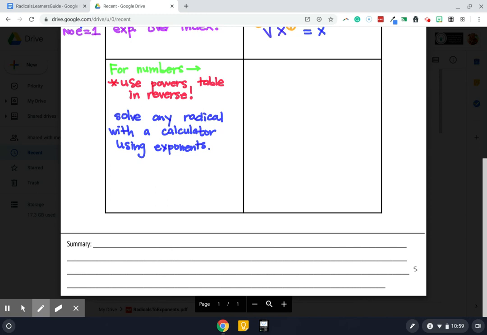So here's what I mean by that. If I have a number and I'm supposed to take some root of that number, I can go to my calculator and type the number in, and then raise it to the 1 over the index. Okay, so if I'm looking at this as an example, let's look at this one.